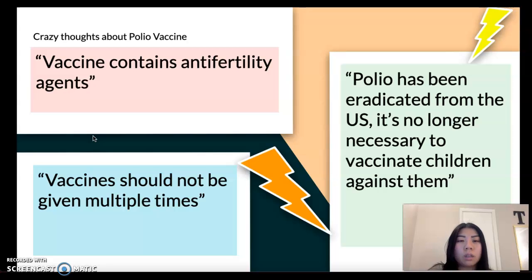The main myth that is said in the U.S. is that polio has been eradicated from the U.S., so it's no longer necessary to vaccinate children against it. This is entirely false, because polio is still widespread in other parts of the world, and it could easily begin reinfecting unprotected individuals if it is reintroduced to the country.